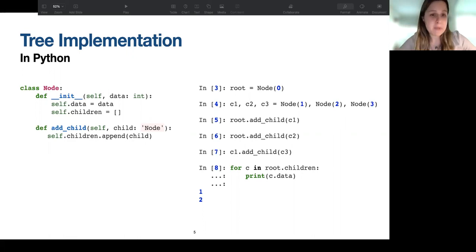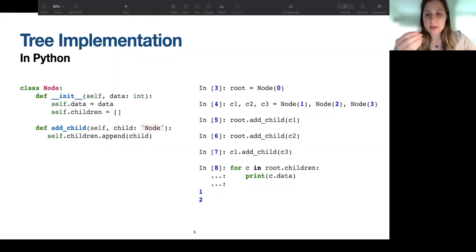So here, each node will have some data object, which, as we agreed before, would just be an integer. And also each node will have links to its children. And since it can have an arbitrary number of children, we just store a list here. So we can just append as many children as we want to each node.